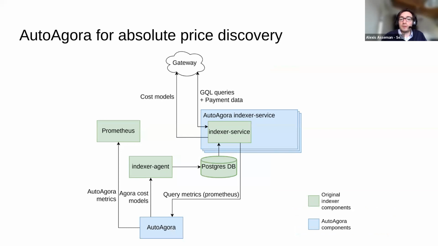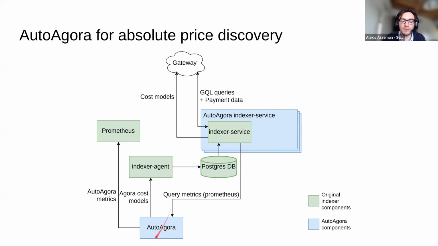So here are the components that are involved with absolute price discovery. There are a bit fewer components because for that price multiplier, we don't really care about the contents of those queries, I mean, we don't really care about the relative prices of query costs, but we care about basically shifting those prices to follow the market price. So the way we're doing it is by looking at the query metrics that are exposed by the indexer service. That's how we know how many queries were served in a chunk of time.